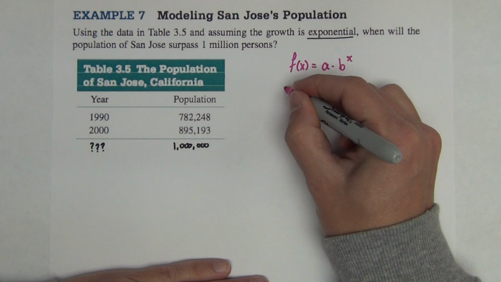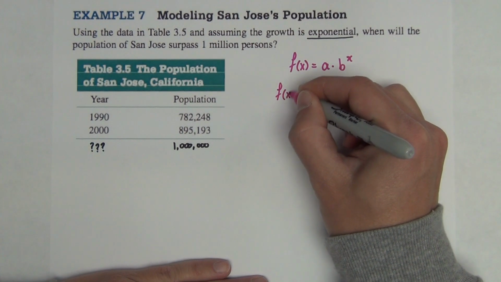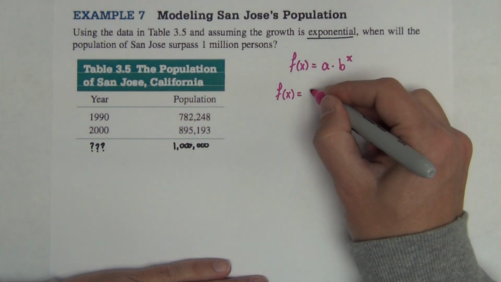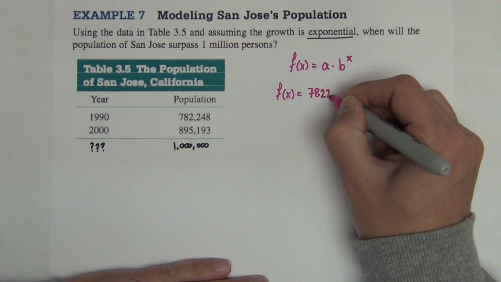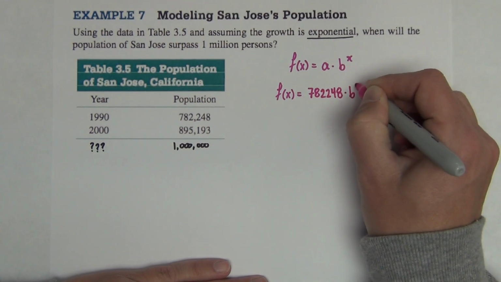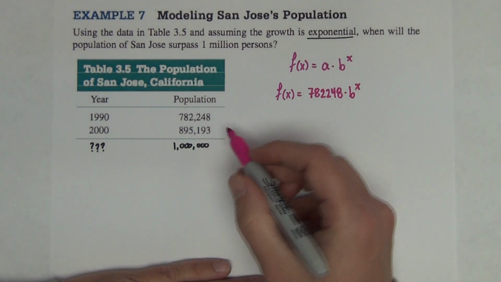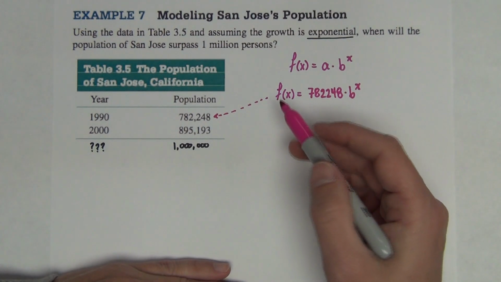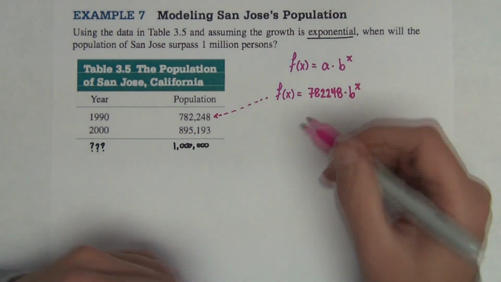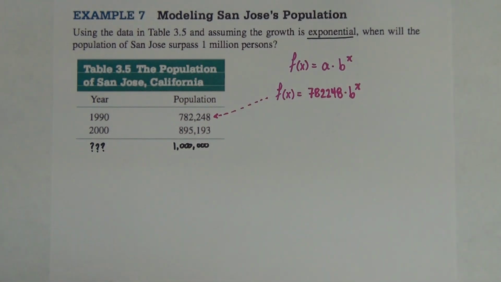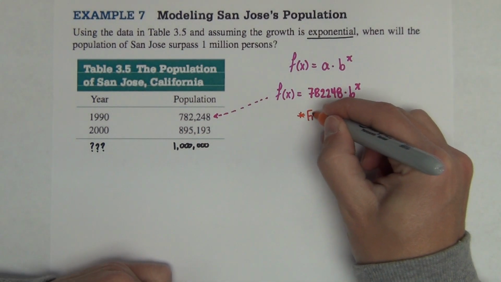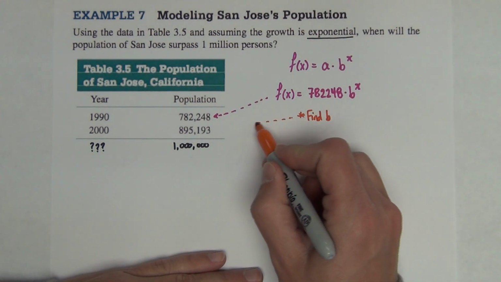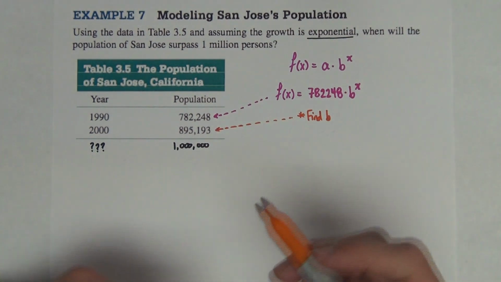And we know that the a is the initial value. So the initial value that we have in our table is the initial population value of 782,248. Okay, so that's what we have so far, just based off of that line right there. Now the model's not complete until we find the value of b. Okay, so we now need to find b.